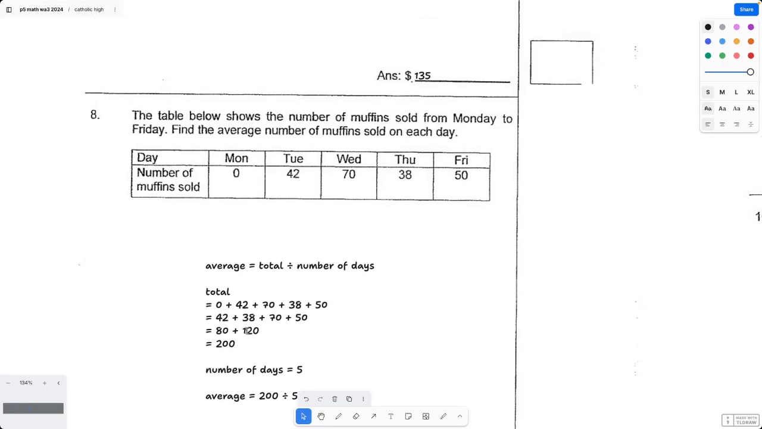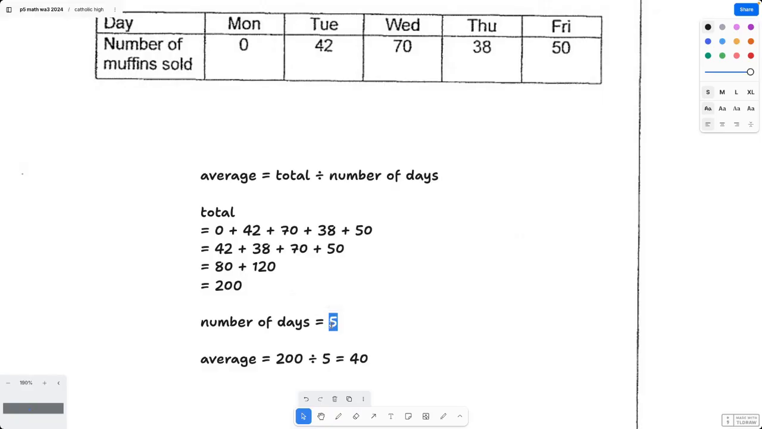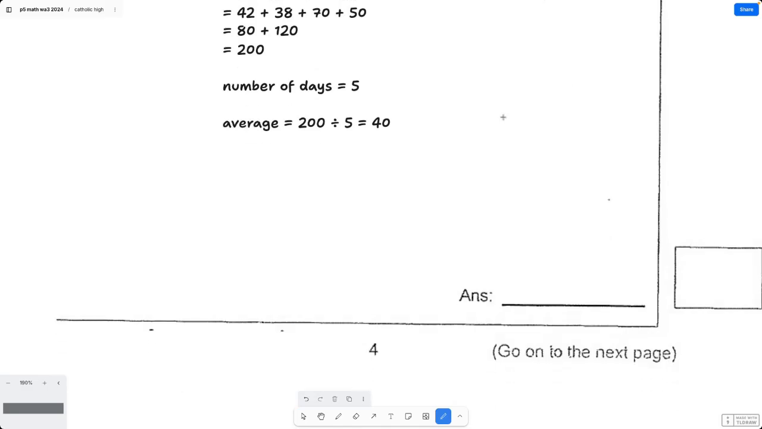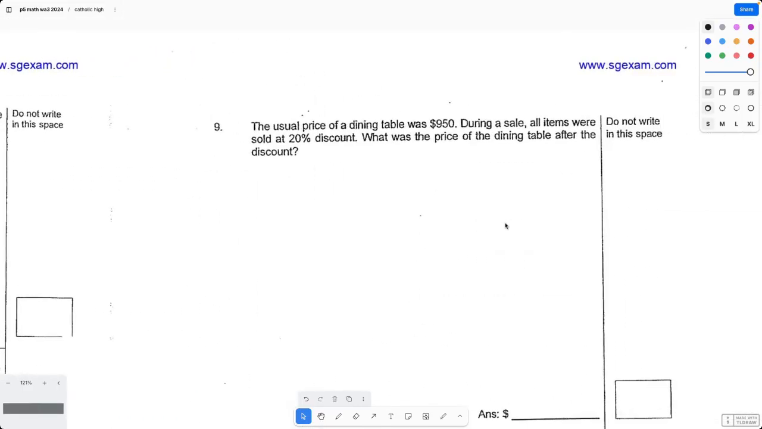So maybe a common mistake that you might do is you actually put 4 instead of 5 because you might think, oh, Monday is 0, so no need to count. But we still need to count because it's on each day, right? Okay, so the answer to this question is 40. There you go. All right, 40 donuts or muffins. Okay, I was thinking about donuts.